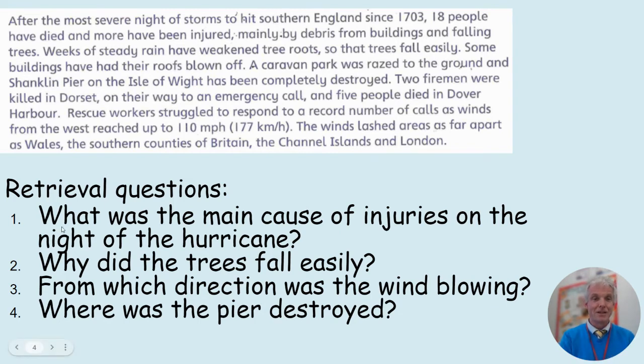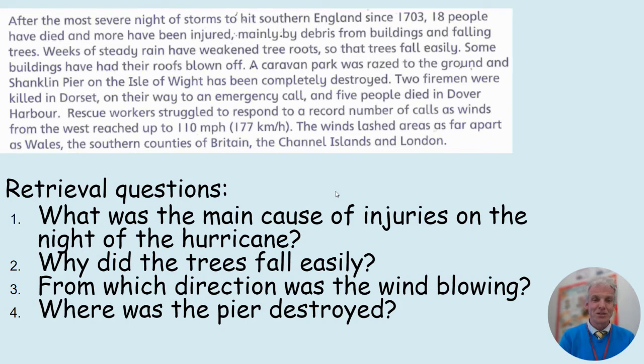No problem. Okay, so first question, what was the main cause of injuries on the night of the hurricane? Right, so what keywords might we look for there? Good. Could be injuries, could be main cause. So let's scan through. Oh, here's injured here. And mainly right beside it. So this looks like a useful sentence. Let's read from the beginning of the sentence. After the most severe night of storms to hit southern England since 1703, 18 people have died and more have been injured, mainly by debris from buildings and falling trees. So what was the main cause of injuries? Well, here we have it, injured mainly, debris from buildings and falling trees. So a good written answer would be: the main cause of injuries was debris from buildings and falling trees. That wasn't so hard, was it?